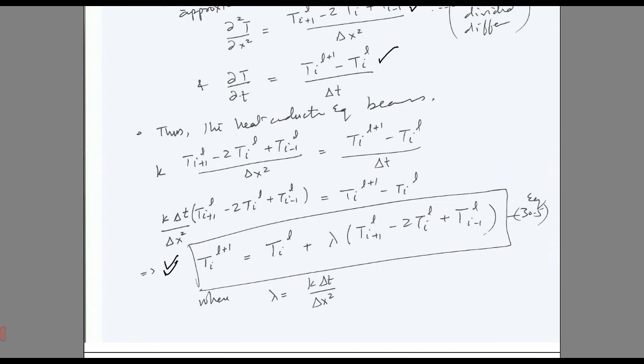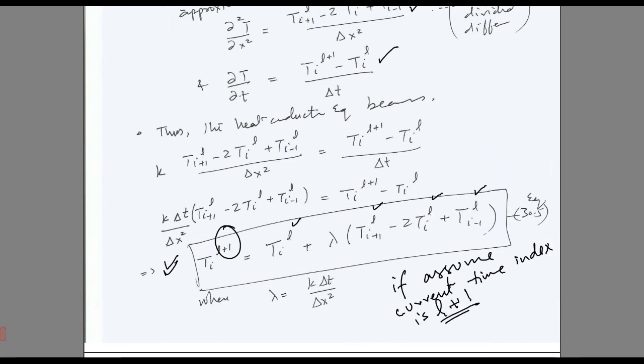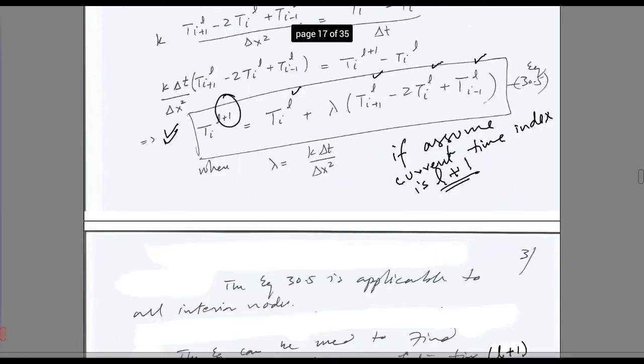Notice that we will be able to find the temperature at the next time, L plus 1, by using the temperature at the previous time L. If the current time index is L, then on the right-hand side all the values are at the previous time, so that's why it's called explicit, and we can find this.